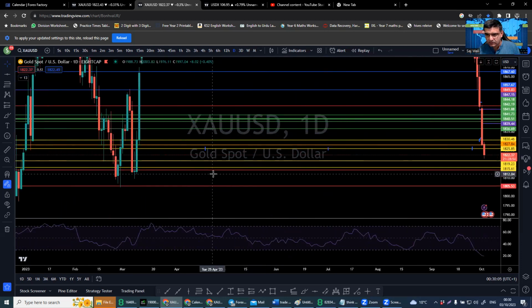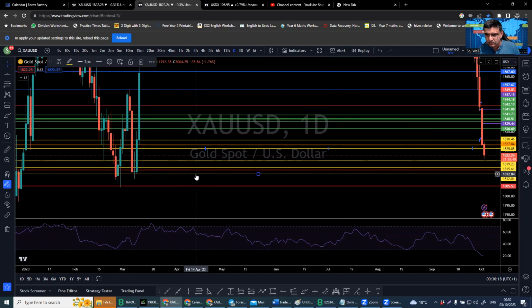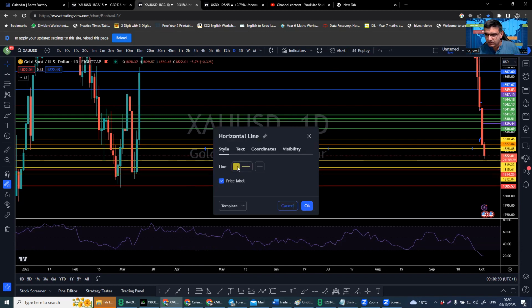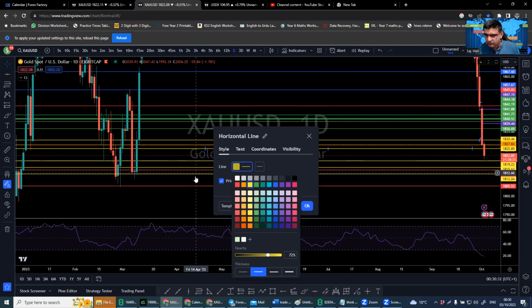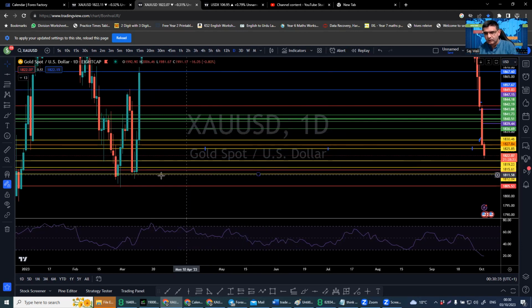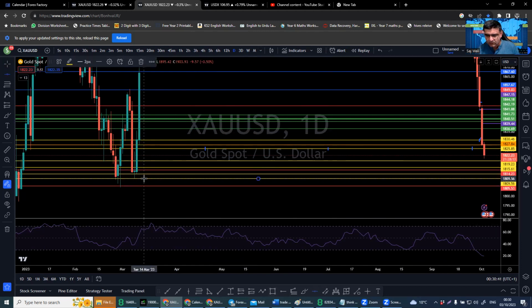Let me see. See, in daily, this is another level here. Our daily color is yellow. And also we can draw another level in daily here. Red is monthly, don't forget that.